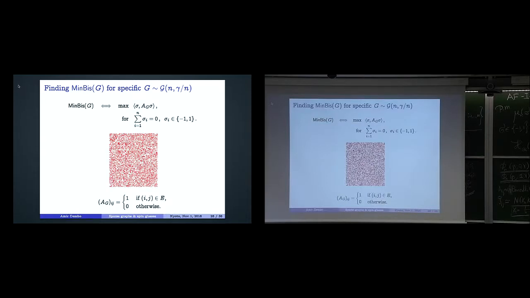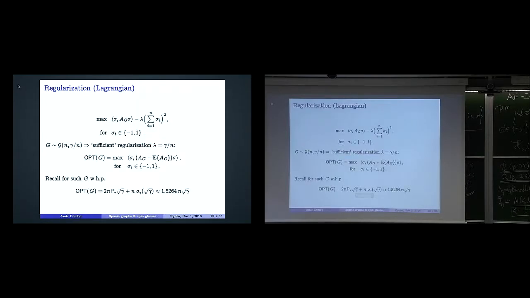Okay. What you can try to do is some kind of Lagrangian regularization. You want to move to a place where the problem is easier to do. So first step, you don't really want my constraint. Here is a way to put the constraint in. You just subtract a big lambda times the sum squared, right?